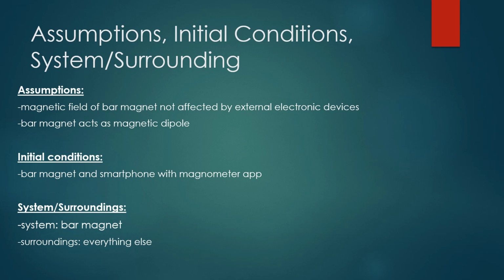The assumptions of the lab were that the magnetic field of a bar magnet isn't affected by external electronic devices, and that a bar magnet acts as a magnetic dipole so that we could use the Biot-Savart law. The initial conditions were a bar magnet and a smartphone having the magnetometer app, and the system was a bar magnet while the surroundings were everything else.